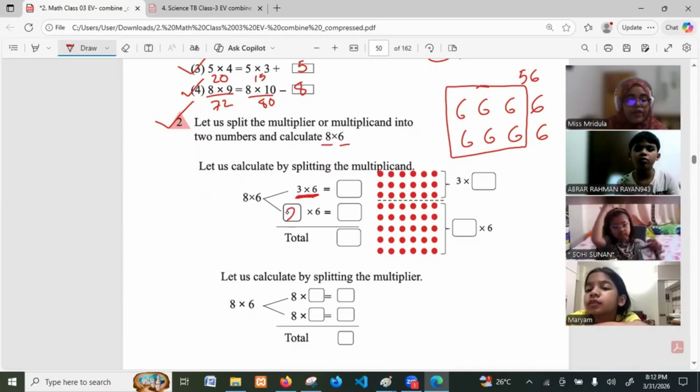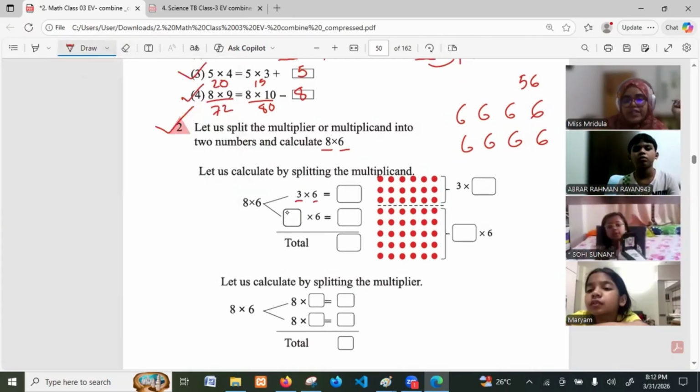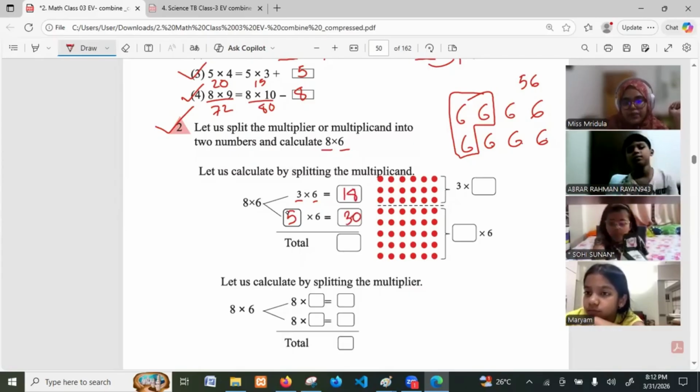Oh, no, I have marked it wrong. Sorry, my bad. I was talking about 3 then. Okay, so they have written 3 sixes. So they have just put this much, right? So the rest, 1, 2, 3, 4, 5. 5 sixes were left. So we should put 5 sixes. So 3 sixes will be 18 and 5 sixes will be 30, right?